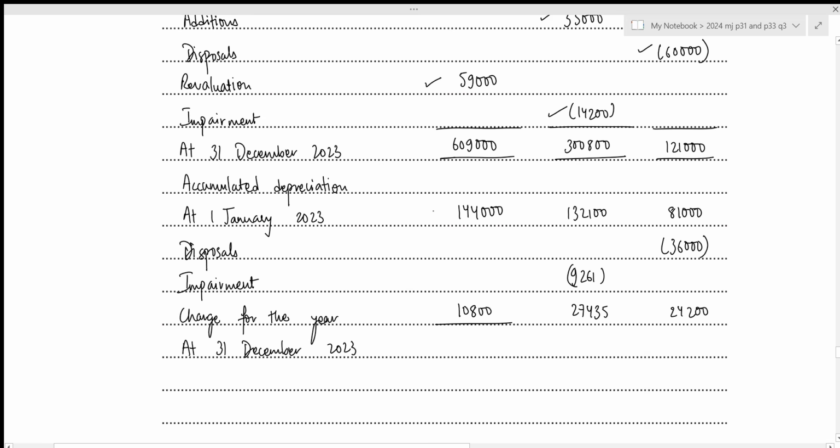Now we can get the accumulated depreciation at 31st December 2023. For land and buildings, that will be 144,000 plus 10,800, which results in 154,800. For plant and machinery, that will be 132,100 minus 9,261 plus 27,435, which results in 150,274. And for motor vehicles, that will be 81,000 minus 36,000 plus 24,200, which results in the value of 69,200. That should be all for the first part. Let's move towards the next one.